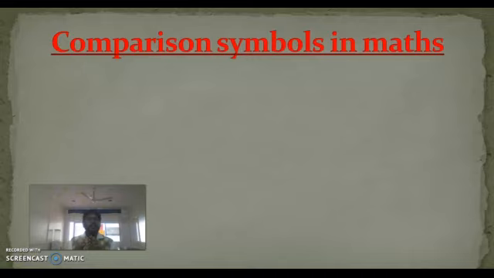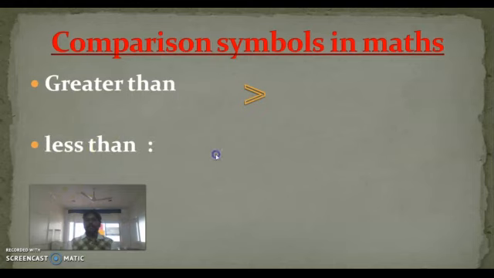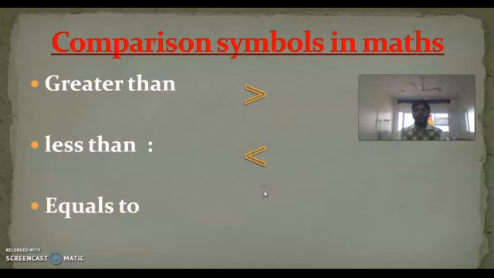Next concept. In maths, how to compare using symbols. Comparison symbols in maths: for greater than we use this symbol, for less than we use this symbol, and for equal to we use this symbol. See, greater than and less than look like a V shape. If we flip it in both directions, we get greater than or less than, so we will have some confusion. How to represent these symbols for comparison of values?